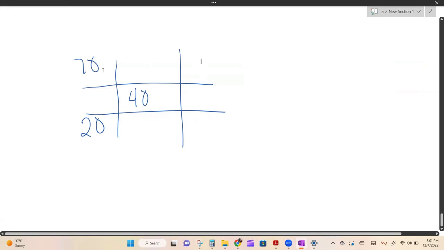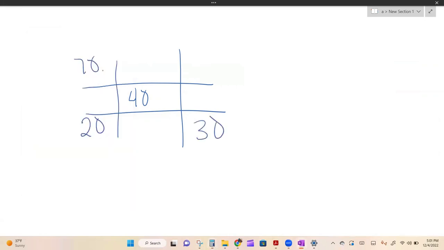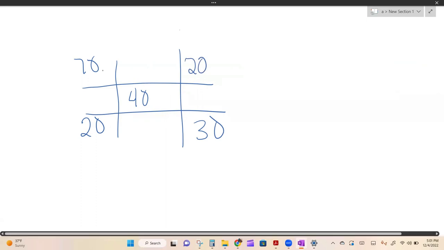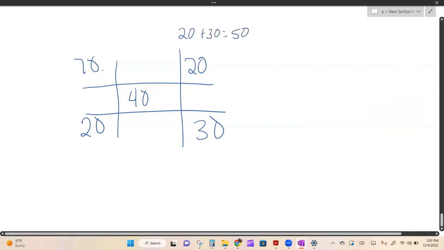Then we're going to fill out these 2 corners. We're going to do the difference between 70 and 40. So 70 minus 40 is 30, and that will go here, going directly across. And then this one, 40 minus 20 is 20, so that's going to go here. Now I'm going to add these 2 numbers together, 20 plus 30, which is 50. And then I'm going to write a fraction bar next to them, and on the bottom, my 50 is going to be there.